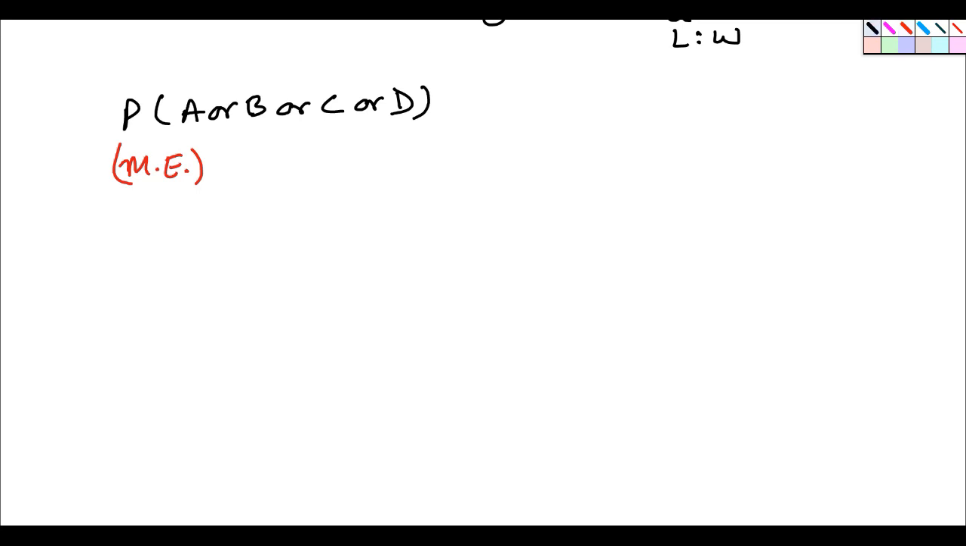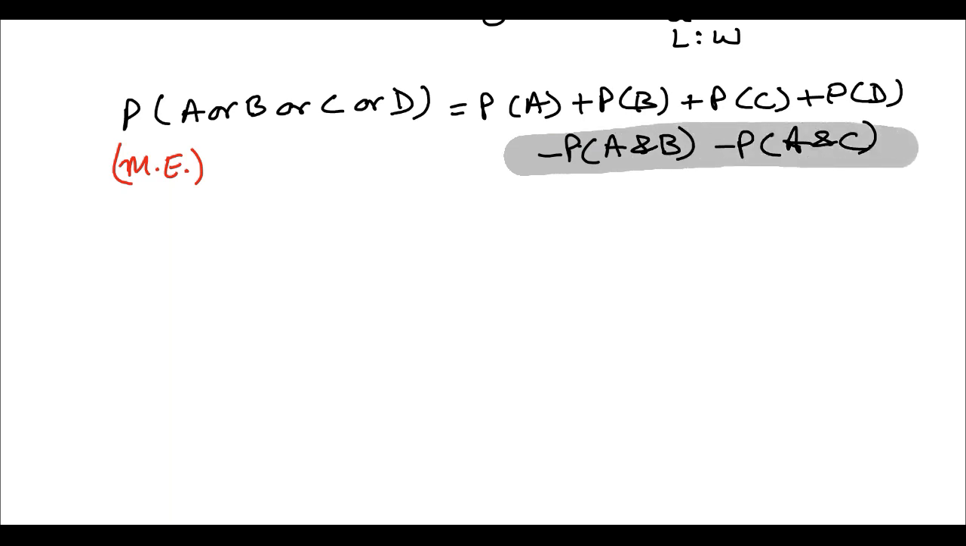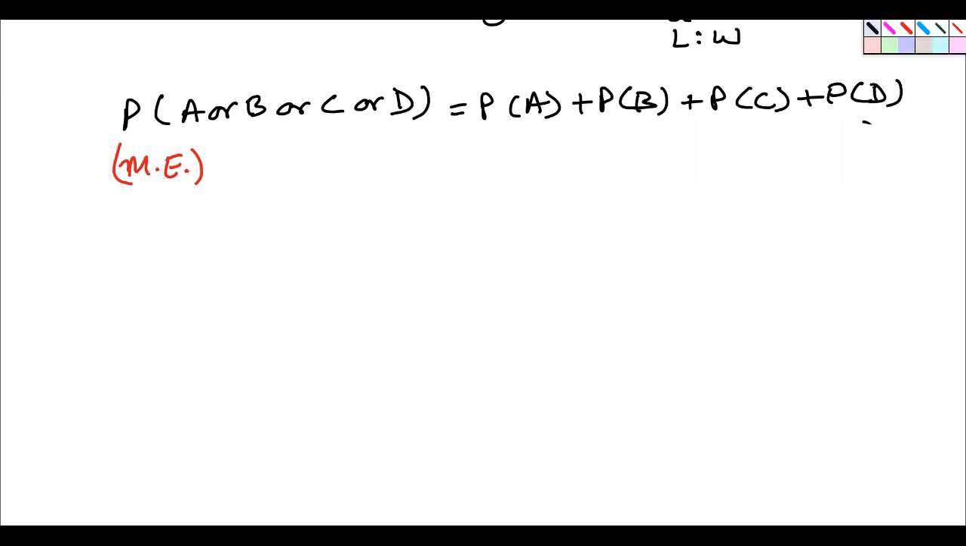Remember what the formula for mutually exclusive was? It was P(A) plus P(B) plus P(C) plus P(D): probability of A plus probability of B plus probability of C plus probability of D. And no minus terms. Remember, A and B, A and C, no such things, because it is a case of mutually exclusive. It is just not possible to have common.